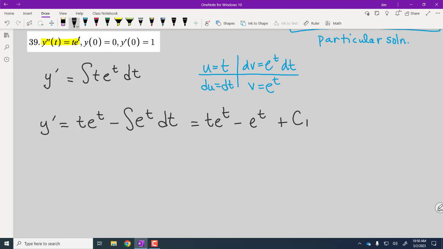Integrate both sides again. If we integrate the left side, we will get up to y.